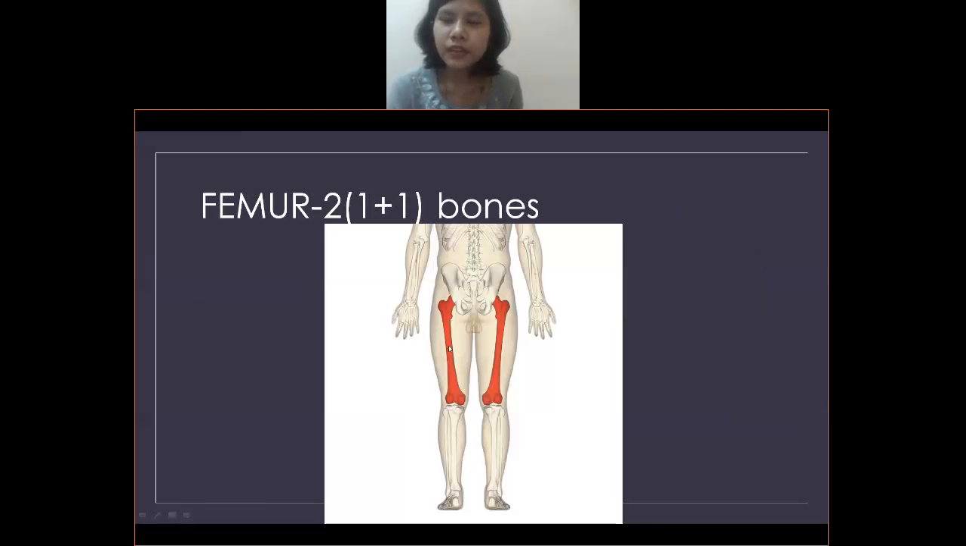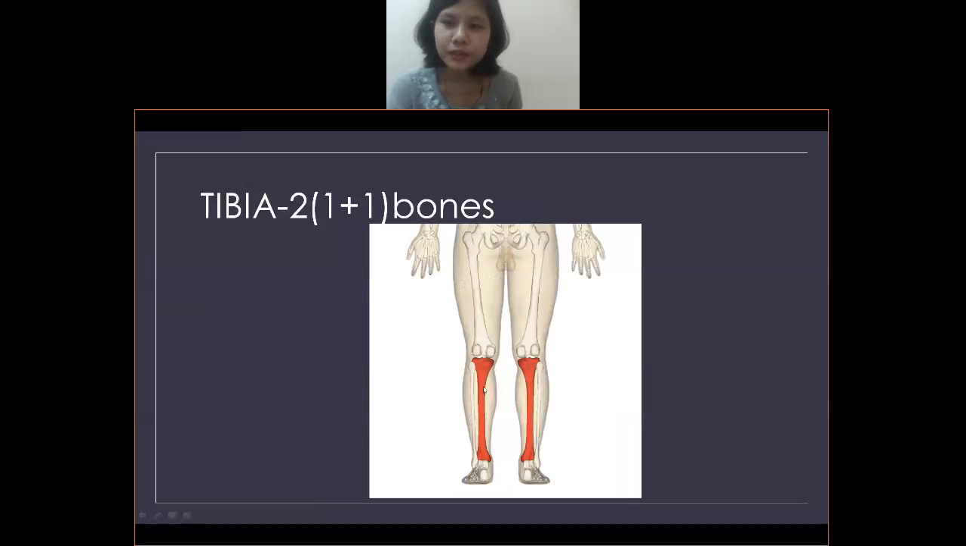Next is your lower extremity. In your lower extremity, what is this bone? Femur. So femur you have 2, 1, 2. So 2 femur bones you have. Next is tibia. This is your tibia. How many do you have? 1 each, so 2. So 2 tibia bones you have.